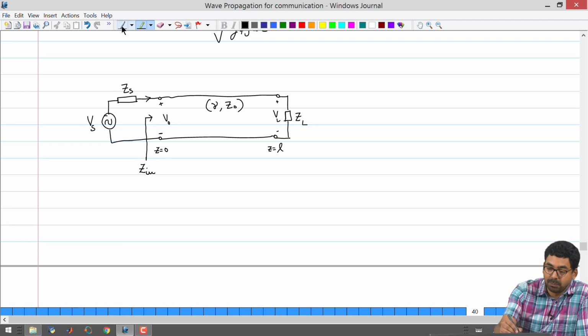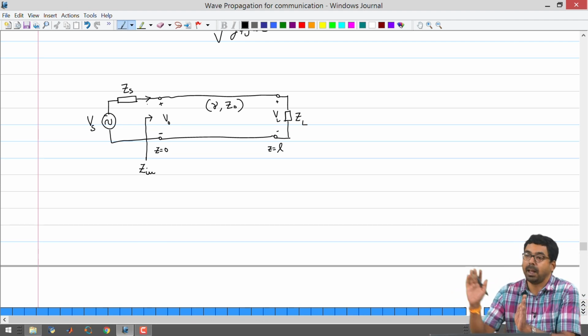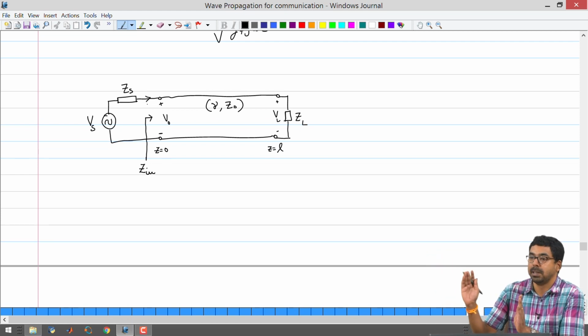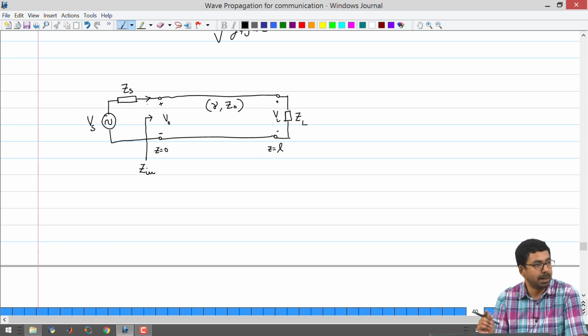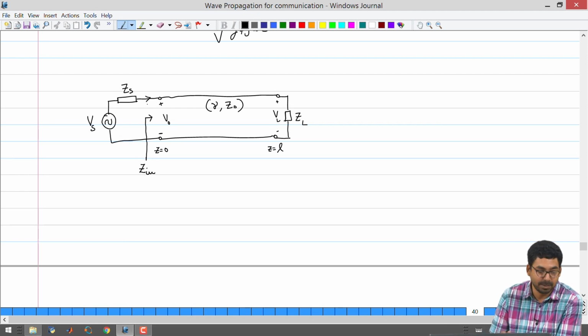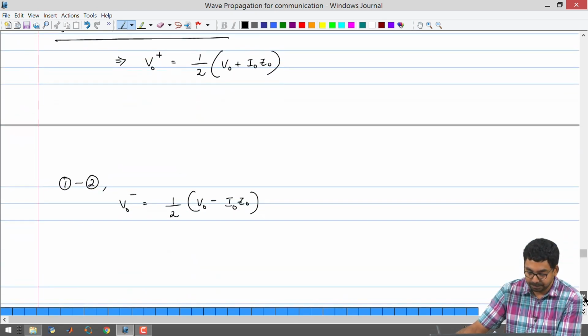So, the first step you will do is assume this entire transmission line up to the load is represented as a single lumped parameter whose value is Z in. Then you will calculate V naught, and then you will determine V naught plus and V naught minus. That is what this means so far. So, at the source side, it is clear what we are doing.